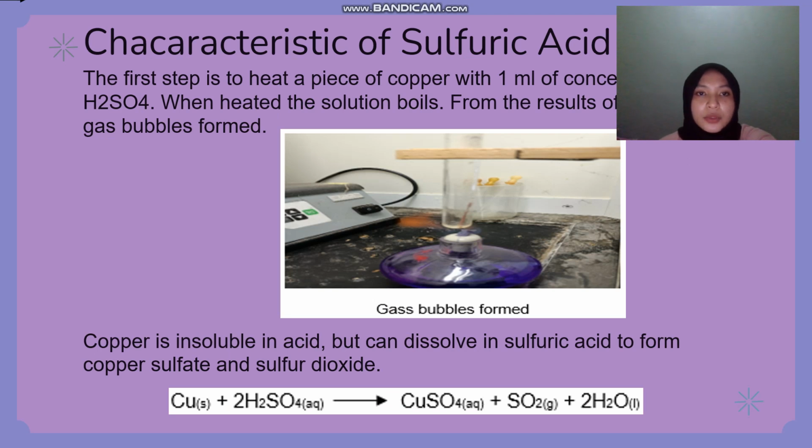The first step is to heat a piece of copper with 1 ml of concentrated sulfuric acid. When heated, the solution boils. From the result of observation, gas bubbles formed.